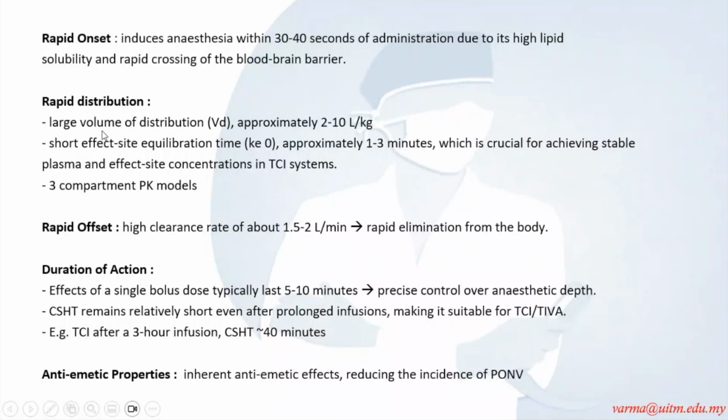Rapid distribution. Propofol has a large volume of distribution, almost 2 to 10 liters per kilogram. So why is it important?